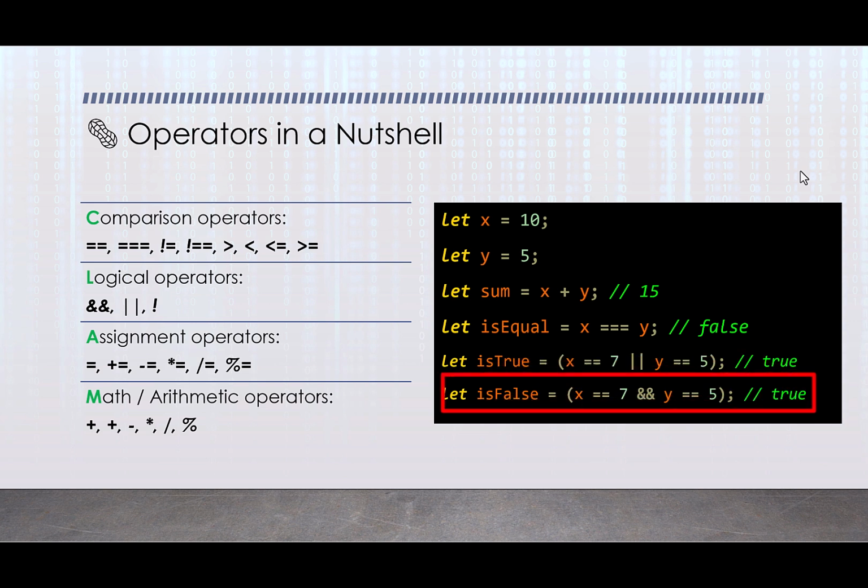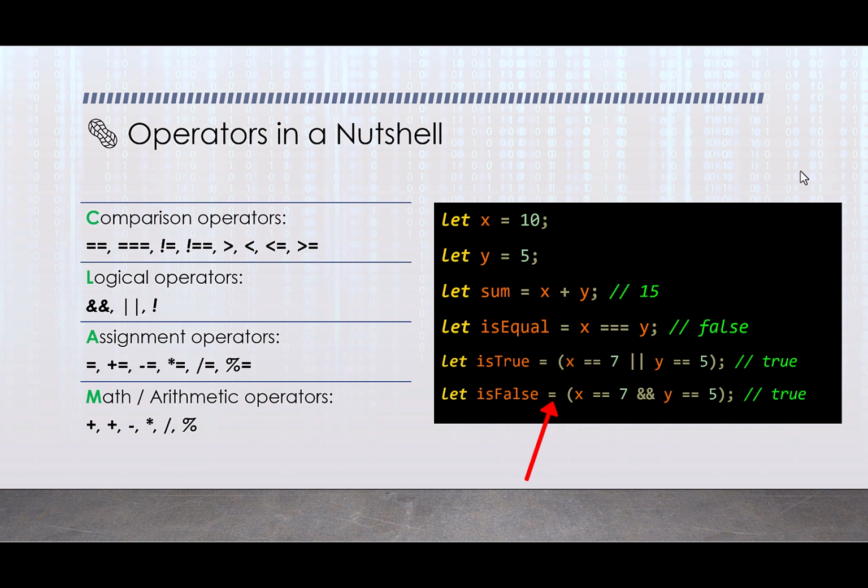Last one there, let isFalse have the value x is 7 and y is 5. So what we're using here, we're using 3 of the 4 letters in the acronym. The first one there, right after the word isFalse, where we have a single equal sign, that's the assignment operator. So that's from the A section. We're assigning the stuff in parentheses to isFalse.